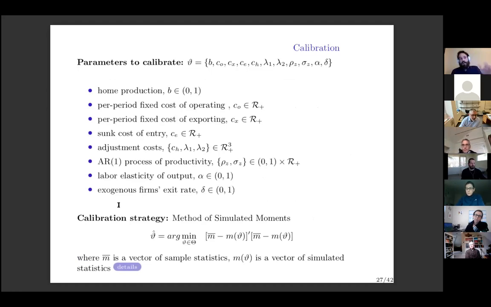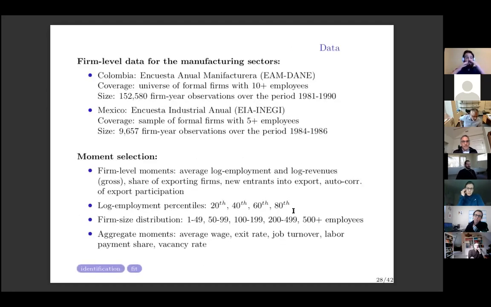So we're left with a number of parameters to calibrate that have to do with costs of operating, exporting, entry, adjustment costs, productivity, elasticity of output, and own production, and the exogenous portion of the exit rate. Those parameters will be calibrated using the method of simulated moments. And in particular, we construct moments using firm level data for the manufacturing sectors for Colombia and Mexico. We calibrate the model separately to fit the two countries.